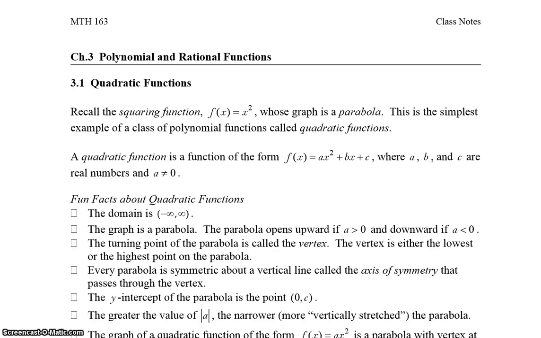Chapter 3, Polynomial and Rational Functions. Section 3.1, Quadratic Functions.